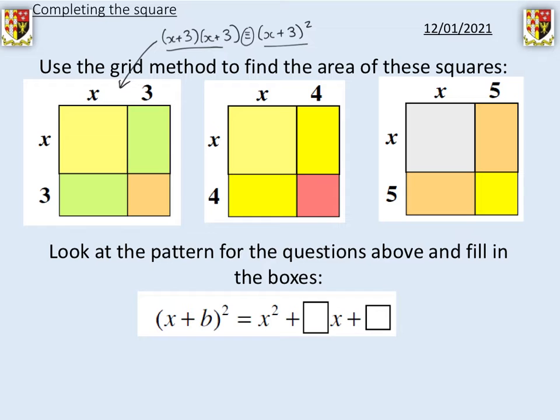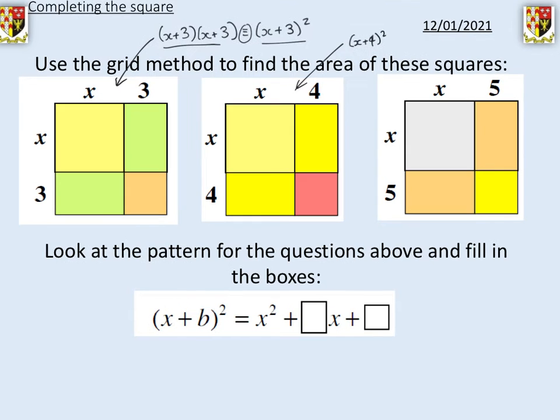So obviously this one could be written as x plus 4 squared, and then this one could be written as x plus 5 squared as well. Remember that it doesn't always have to be positive. This could be, say, for example, a negative 5 here, and then it would be x minus 5 all squared, and it would still be exactly the same thing, okay?